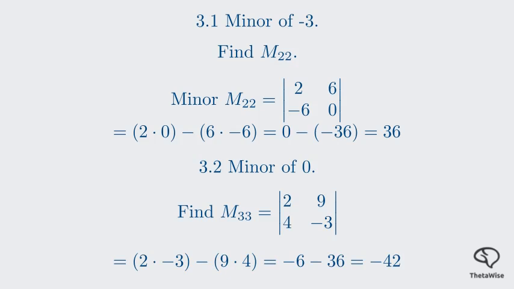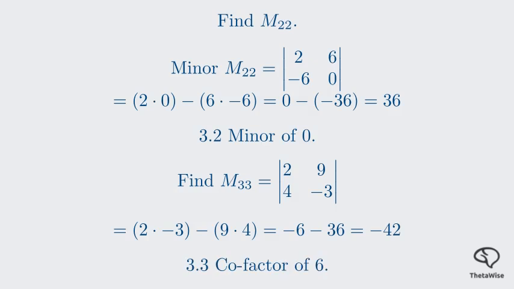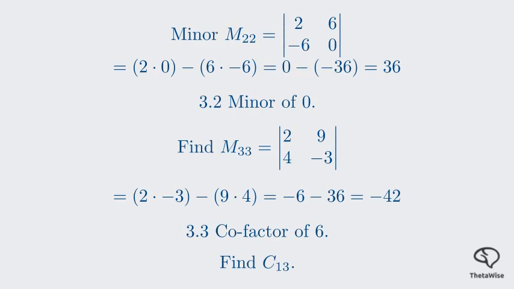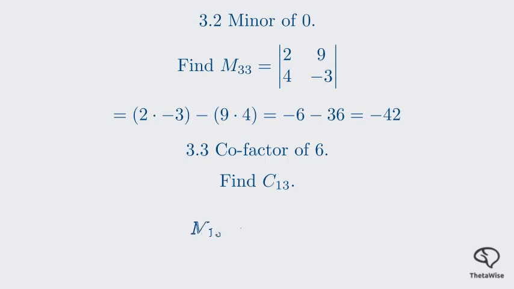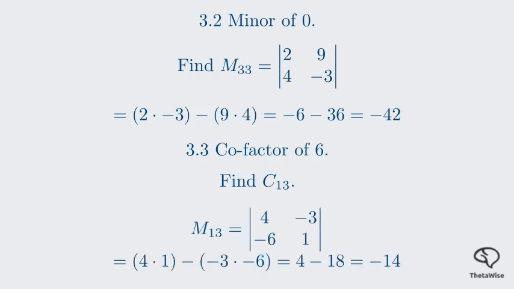Now let's calculate the cofactors. For 3.3, we need the cofactor of the element 6. The element 6 is in row 1, column 3. Its cofactor is C sub 1,3. First, we find its minor M sub 1,3. Removing row 1 and column 3, the minor is the determinant of 4, 3, 6, 1.